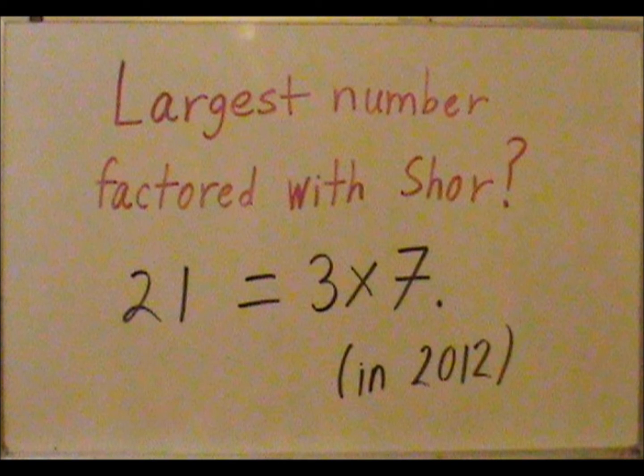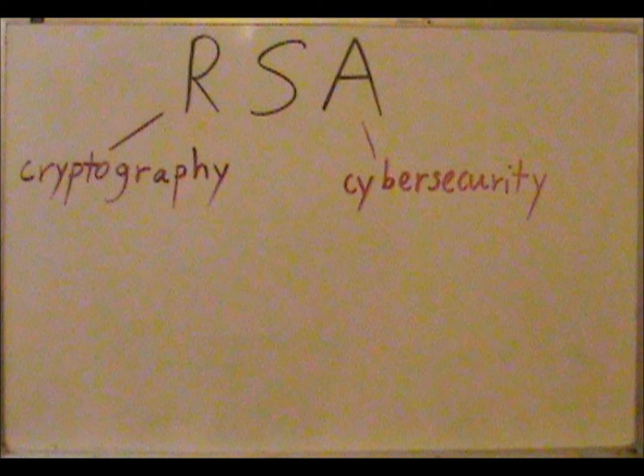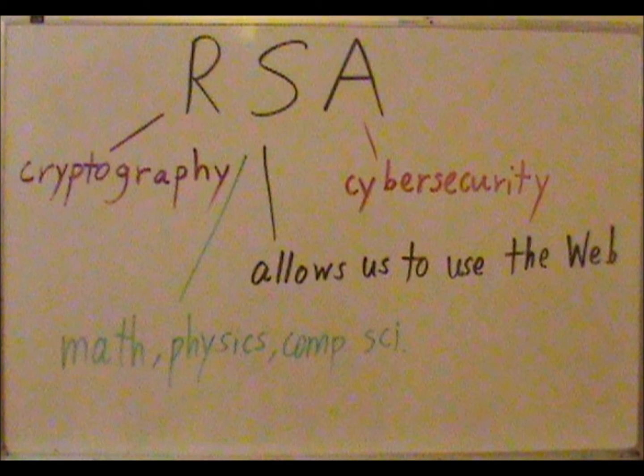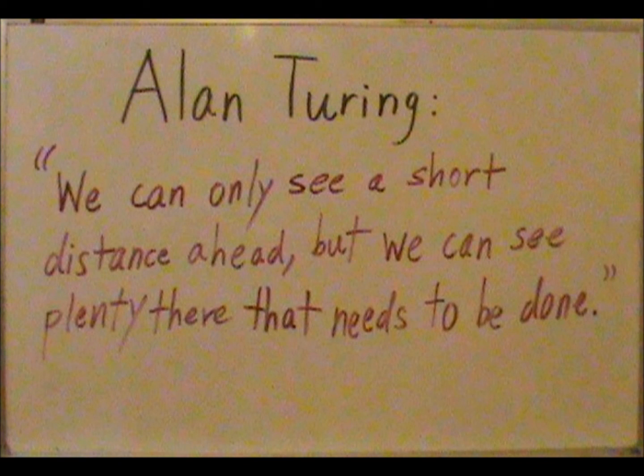Achieved in 2012. Overall, the invention of RSA has revolutionized cryptography and cybersecurity. Not only has it allowed us to use the web, it has spurred research in math, physics, and computer science. Yet, post-quantum crypto systems are being studied as RSA will be deemed insecure in the future. In the words of Alan Turing, "We can only see a short distance ahead, but we can see plenty there that needs to be done."